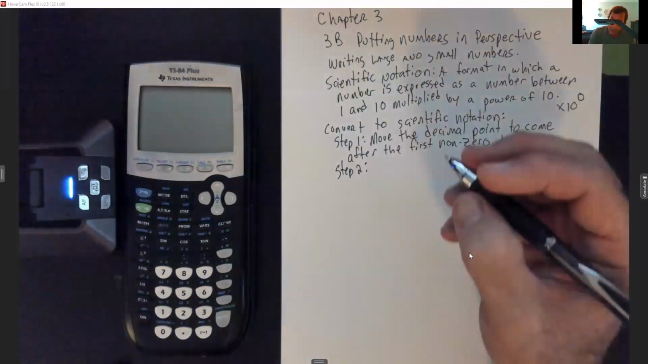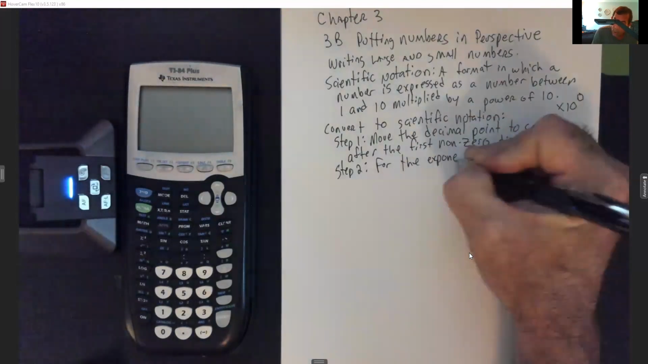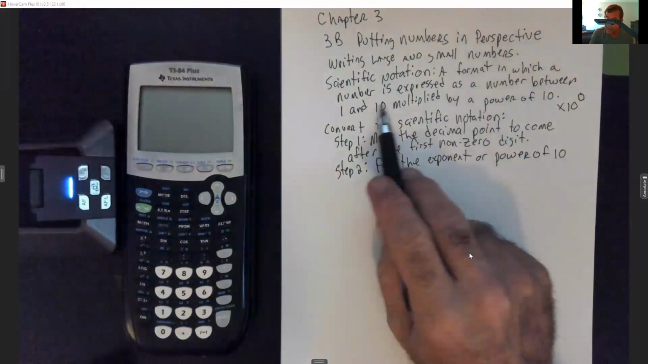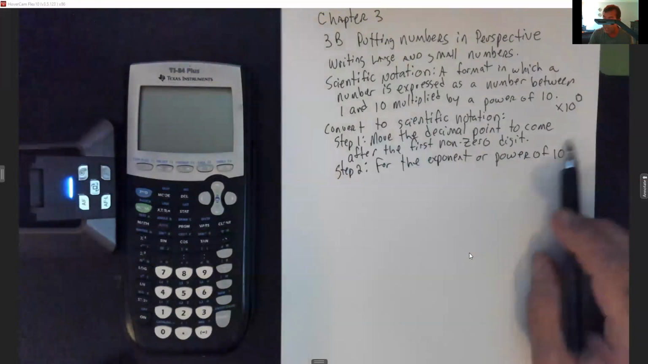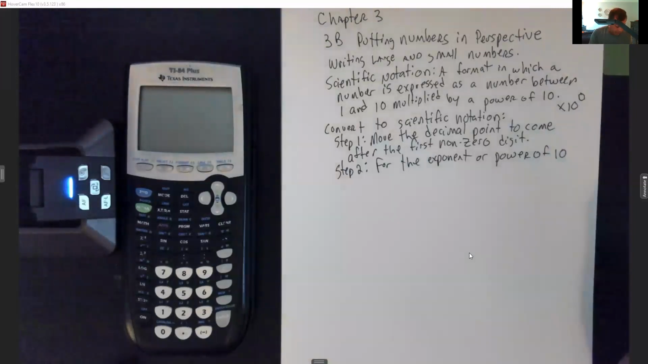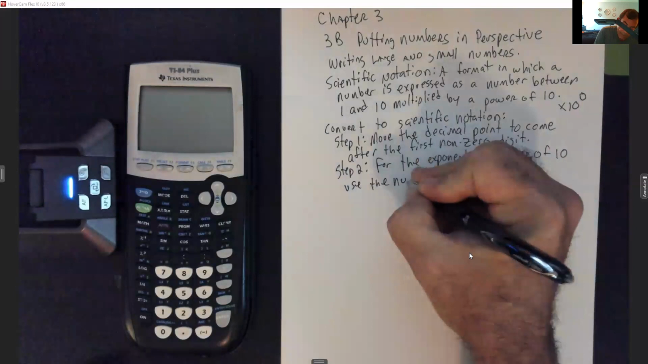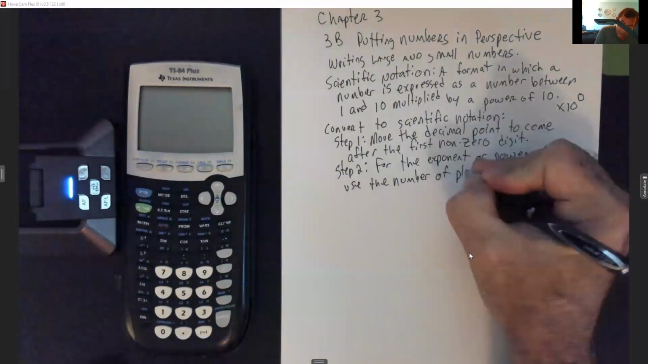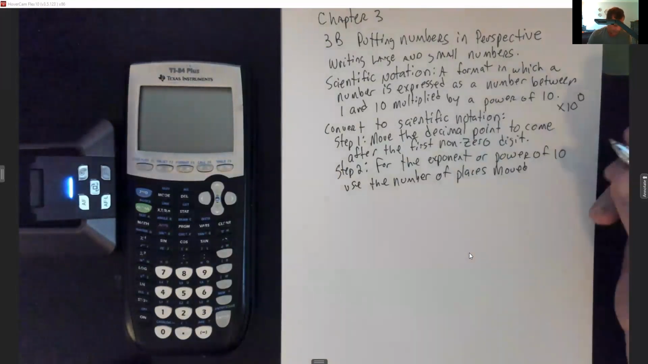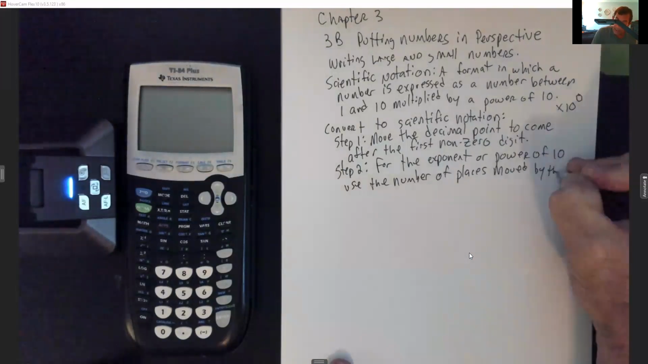So step one, moving that decimal. Step two, for the exponent or power of 10. See, because that step one was just finding a number between 1 and 10. Now we got to figure out what kind of exponent we're going to put on our times 10. So for our exponent, use the number of places moved by the decimal point.